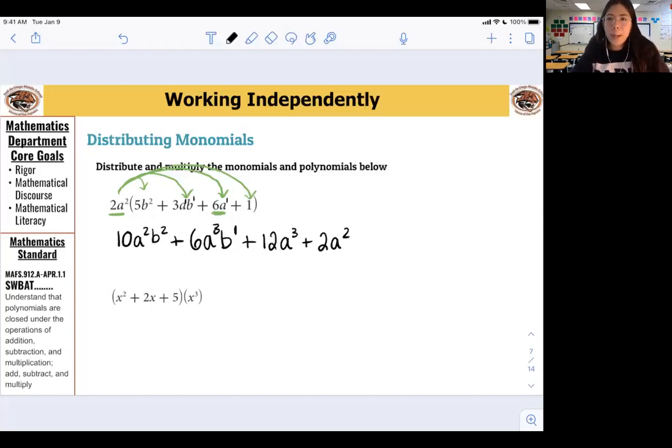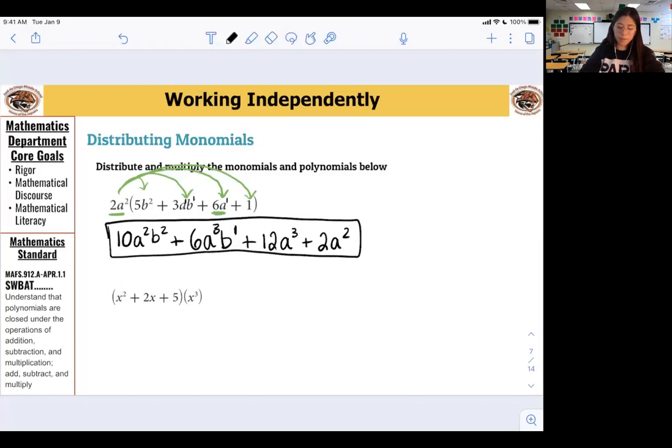Any questions on this one? Are there any like terms? No. Nope. So that's my final answer. If you have like terms and you can combine like terms, you have to combine like terms, but there's no like terms on this example, so we're not going to combine anything else. Let's try the next one.